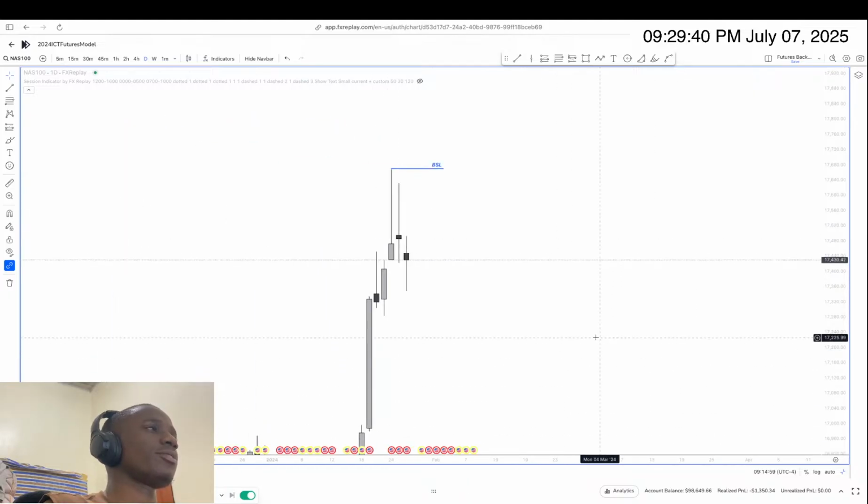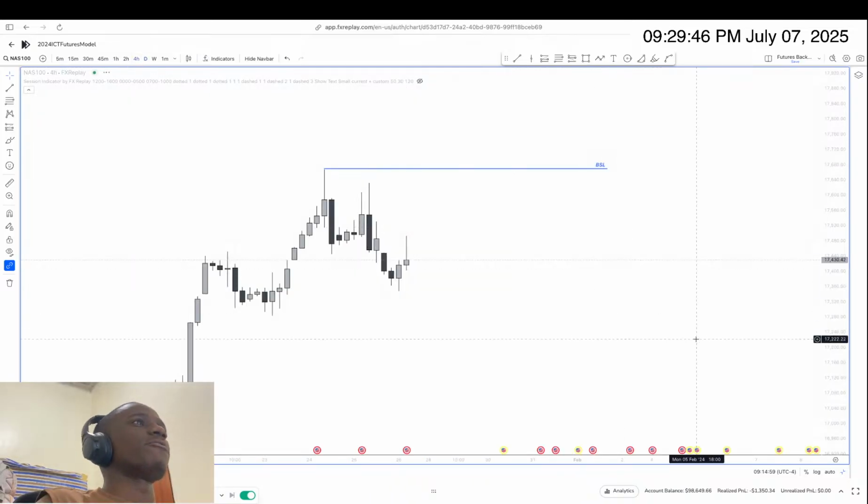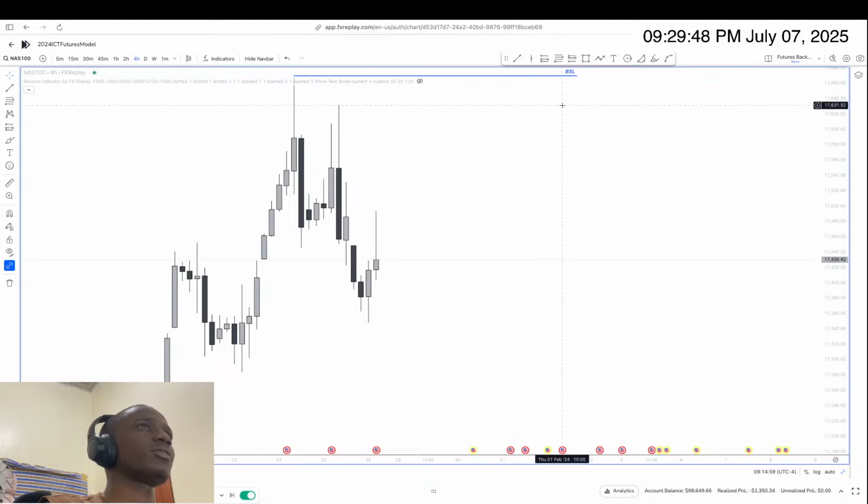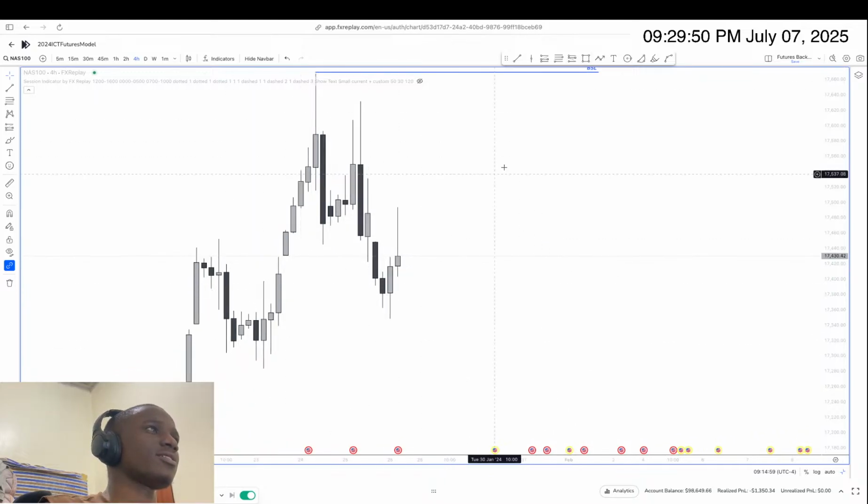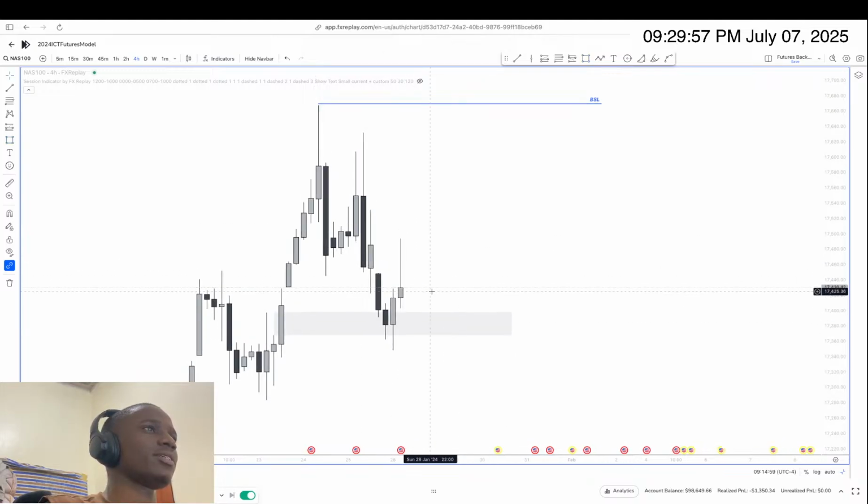So look, going on the daily, you can see we dropped into this volume imbalance here, then started to push higher. Now on the 4 hour, which is what I'm looking at now, you can see we have this nice fair value gap here that we're in, and we're respecting. You can see how nice this candle closed.